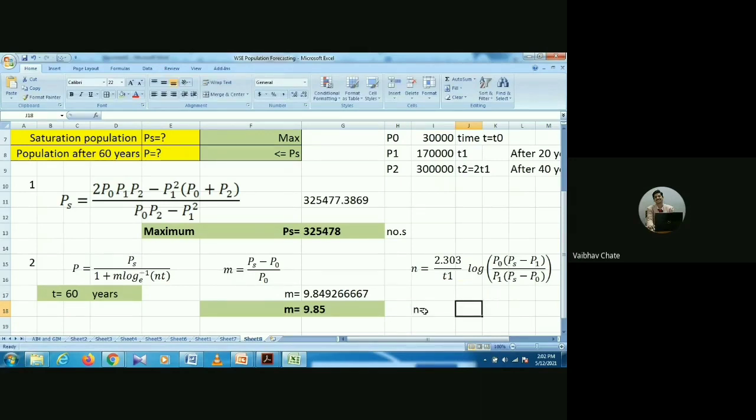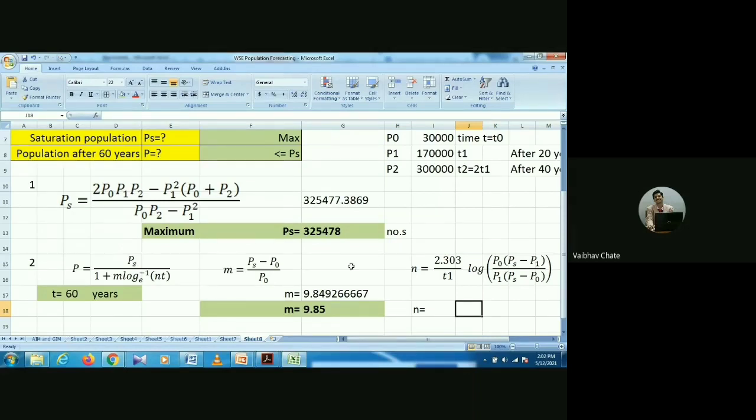Now you have to determine the n value. What is the T1 value? Can anybody tell me what is the T1 value? Sir, T1 is 20 years. Yes. What is the difference between the time period of P naught and P1? It corresponds to T1. So that's 20 years we have. What is T2? T2 is 40 years because it is 2 times T1. Try to understand this.